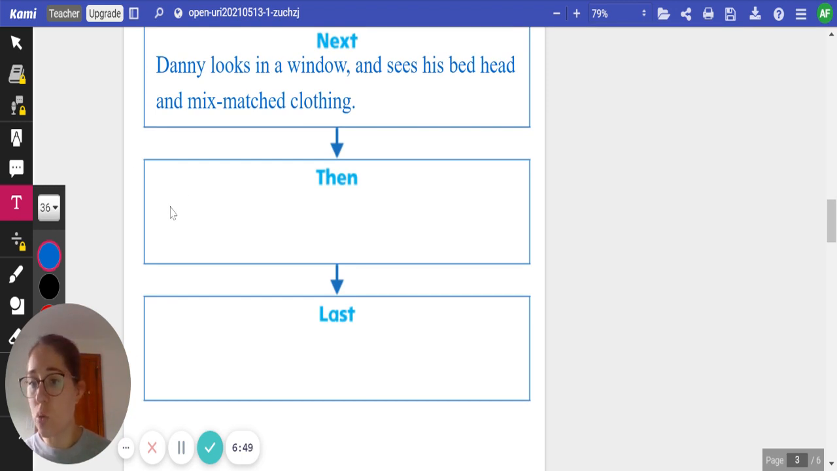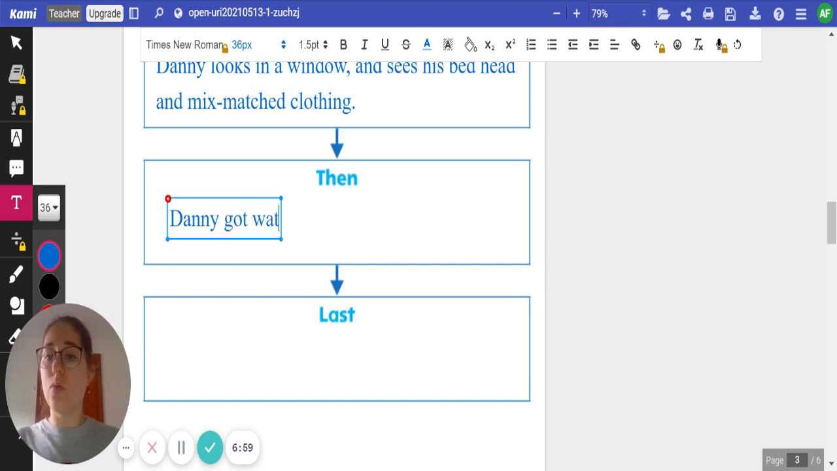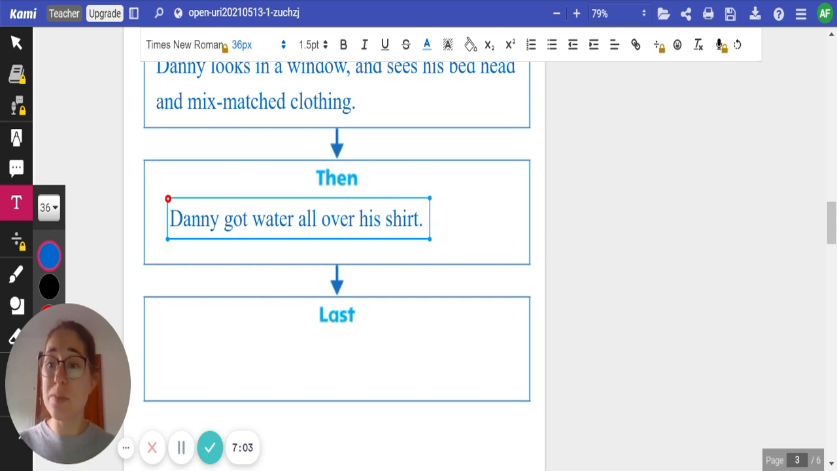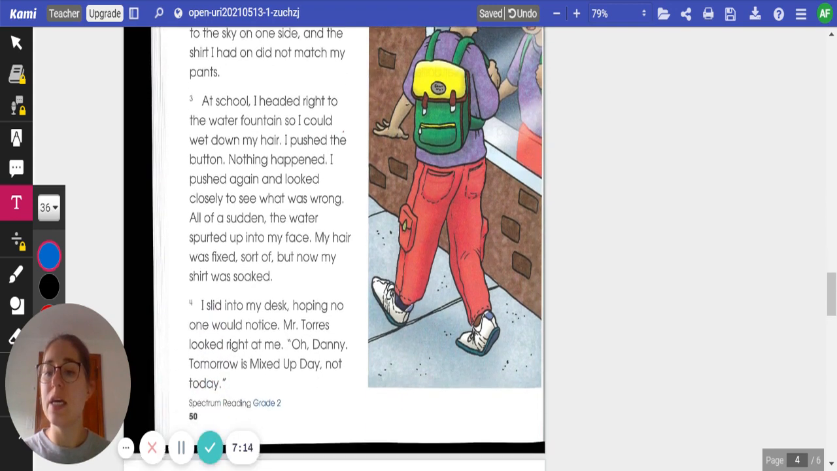Then, graphic organizer, what should we put? What happened next in the story? Danny got water all over his shirt. So first he gets milk on it, then he sees that his shirt doesn't match, and then he gets water all over it. Not a very good day. We have one more rectangle to fill in.